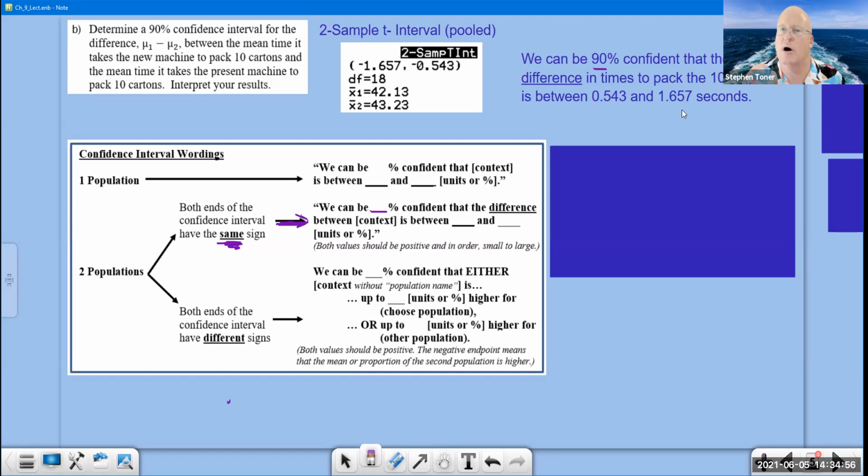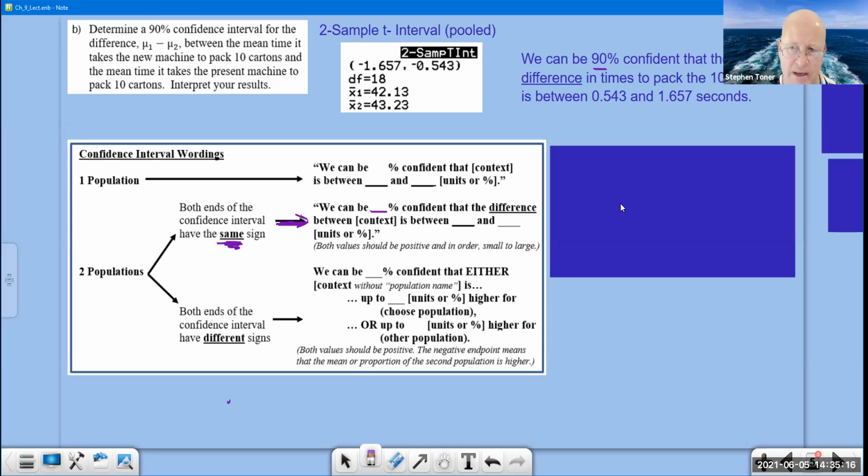Just like distance must always be positive, how much faster that machine is going to be is going to be a positive number of seconds also. And that's why we're switching this from a negative to a positive. Those are the rules that take over when both ends of the confidence interval have the same sign.